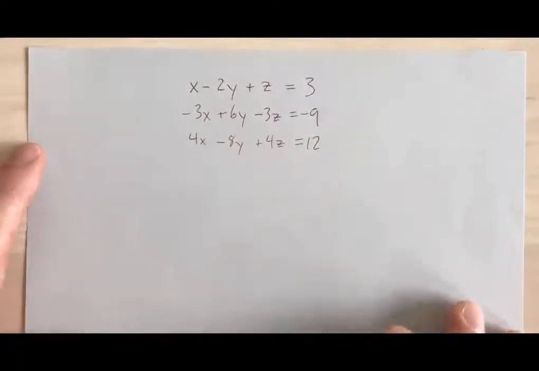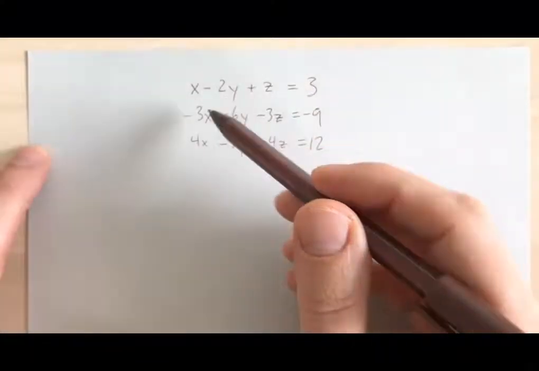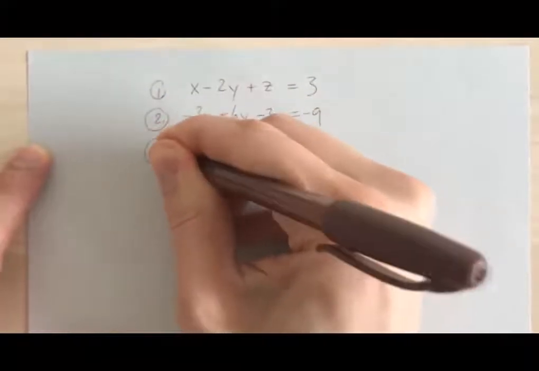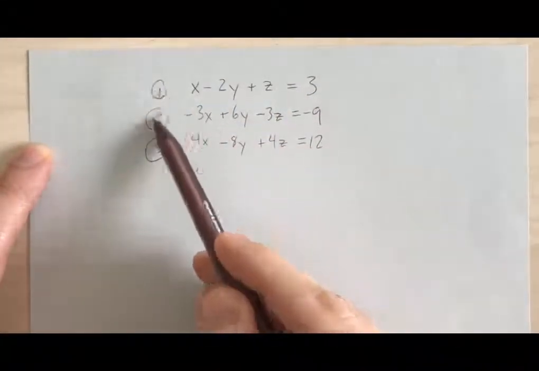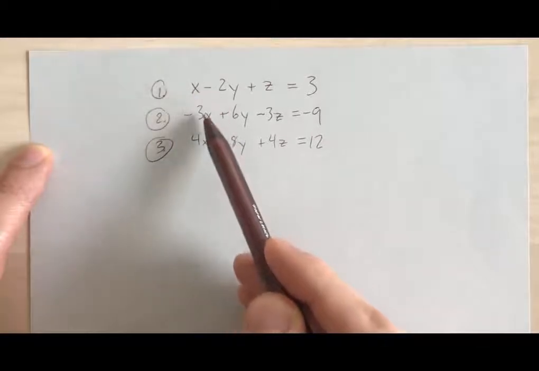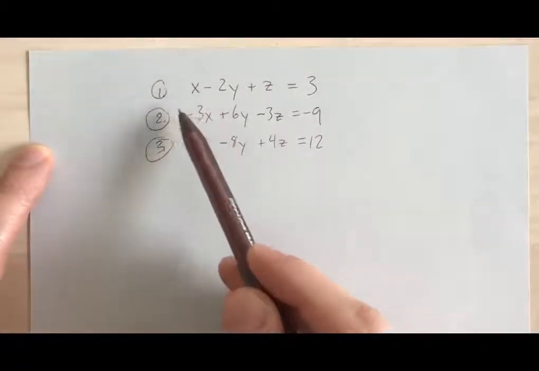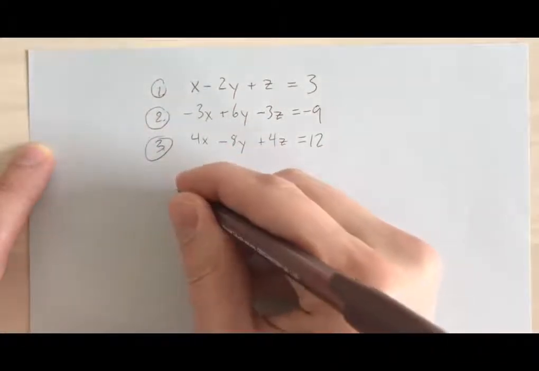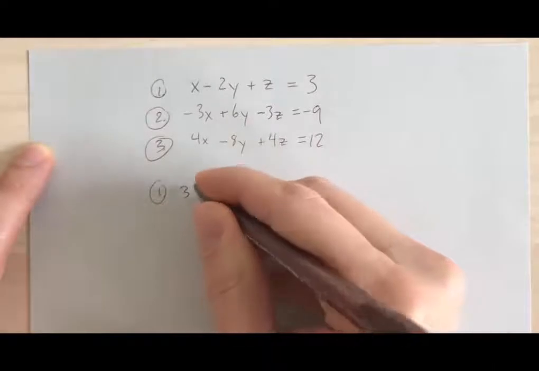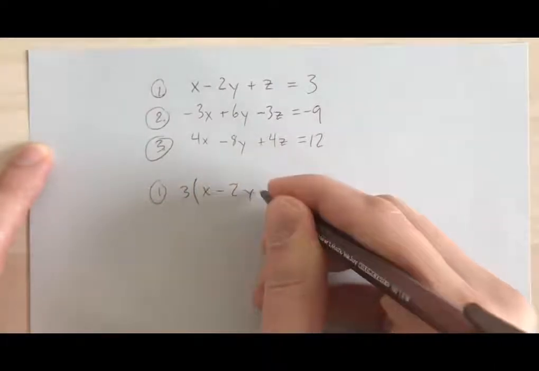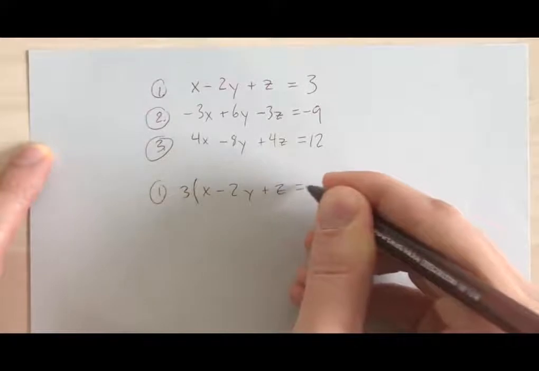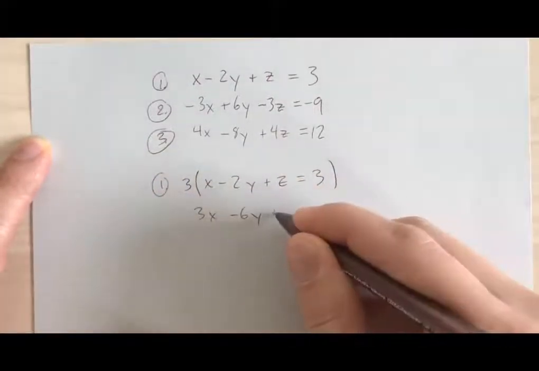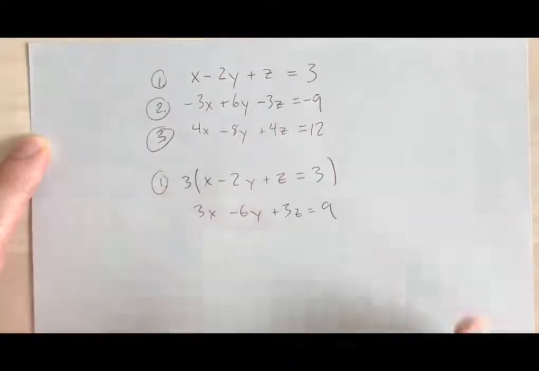We'll start by trying to get rid of the x's. So I'm going to label these 1, 2, and 3. Let's pick 1 and 2 together and we'll get rid of the x's. Now to get these x's to be opposite, I'm going to have to multiply the first equation by 3. So I'm going to write that down. I'm going to multiply the first equation by 3. And that is going to get me 3x minus 6y plus 3z equals 9.